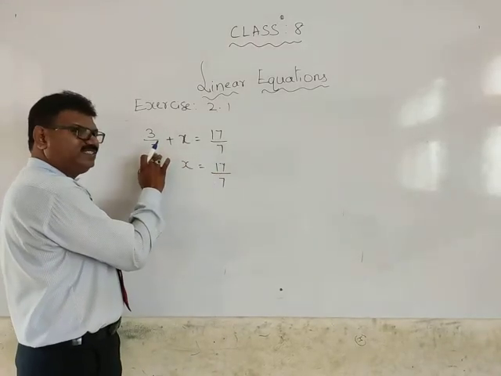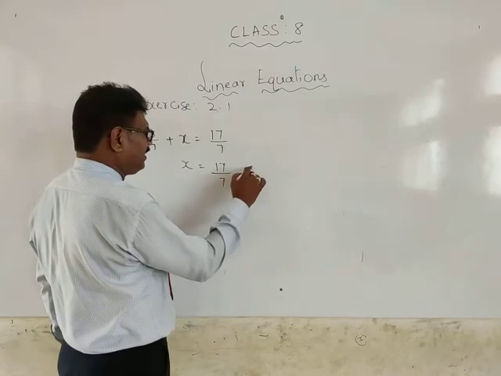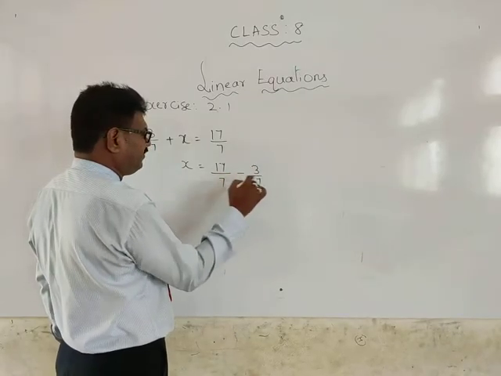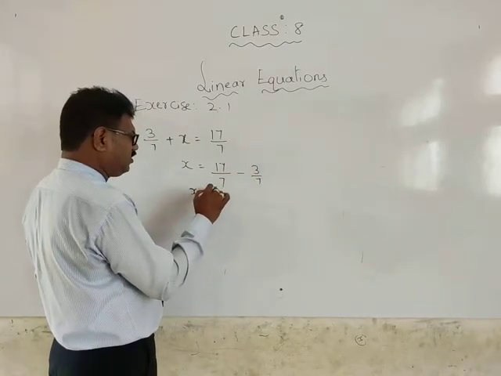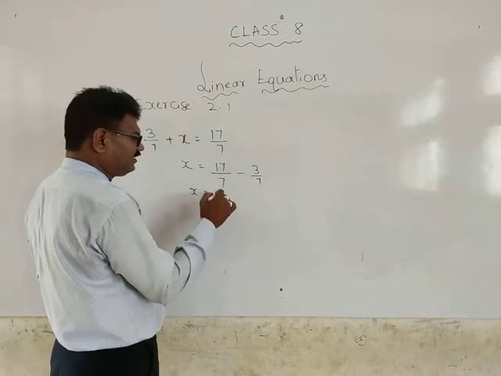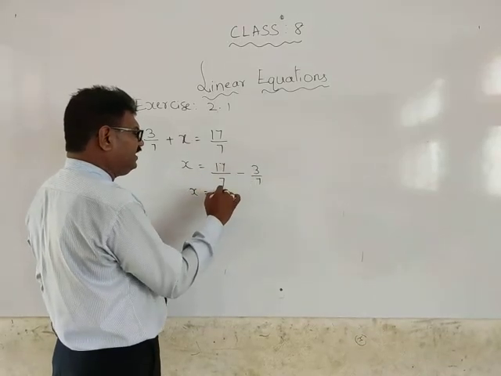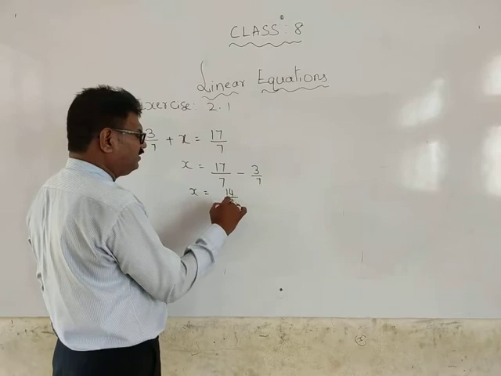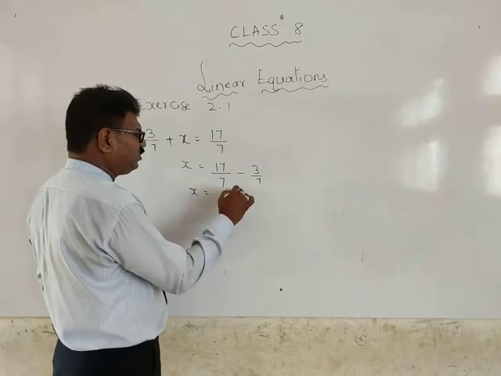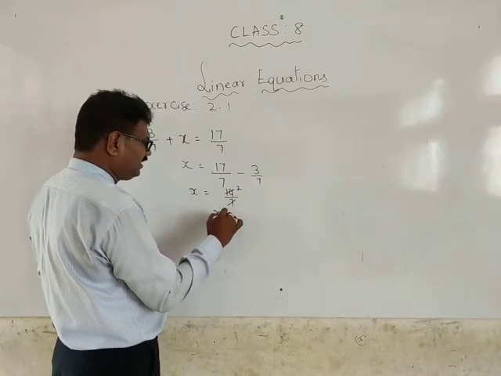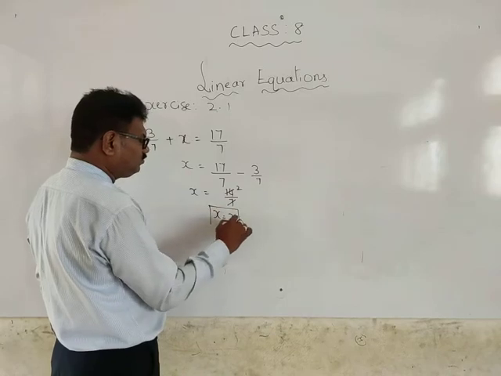This plus 3 by 7 will go to that side and become minus 3 by 7. Therefore x is equal to, the denominators are the same, therefore 17 minus 3 is 14 by 7. 7 twos are 14. Therefore, what is the answer? x is equal to 2.